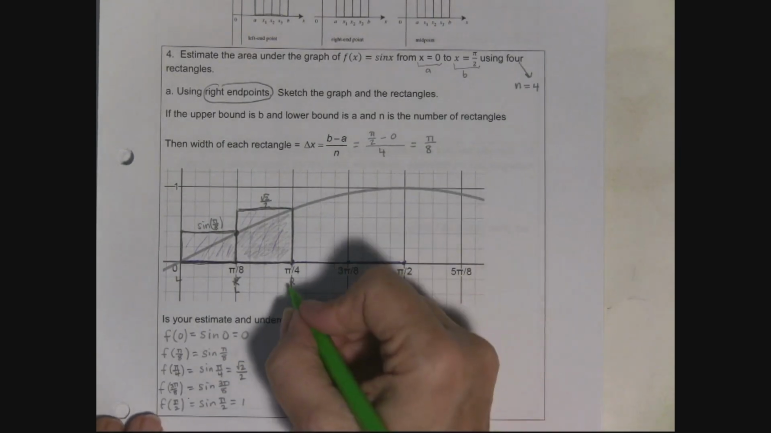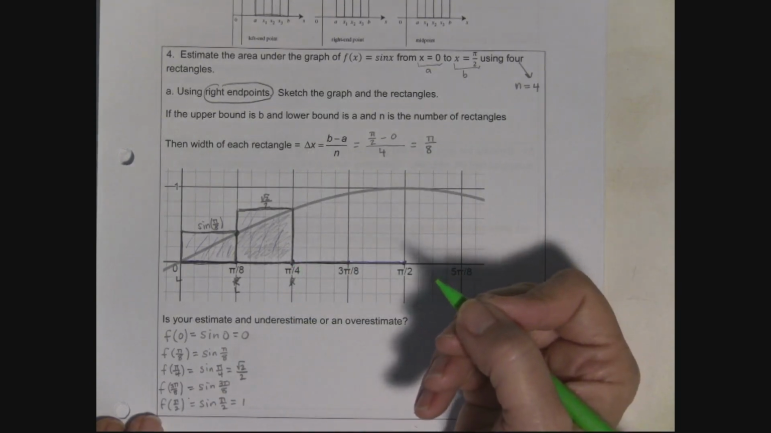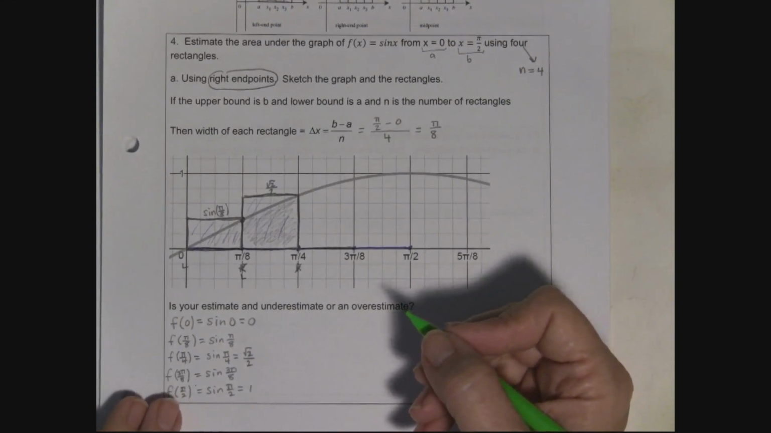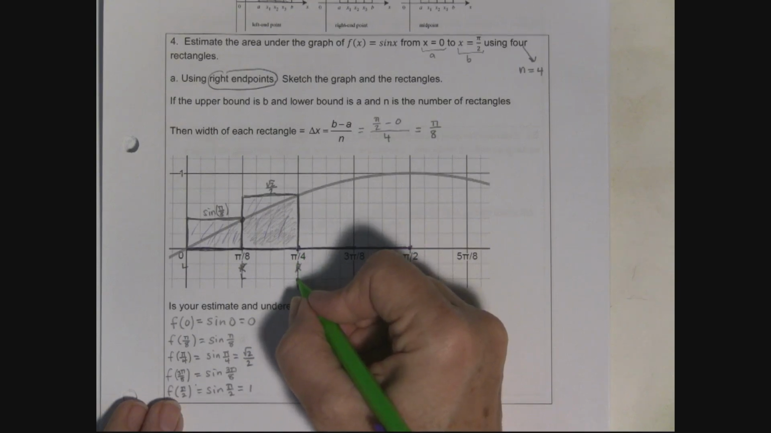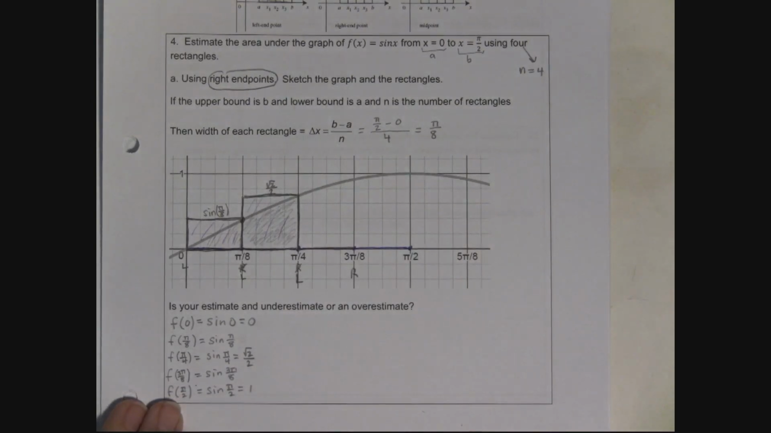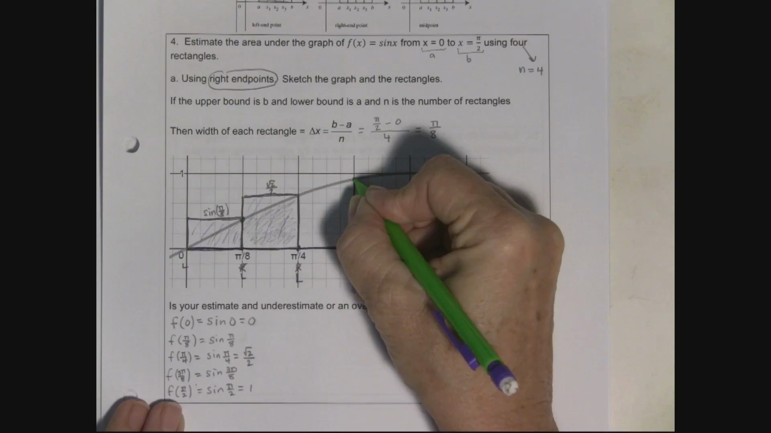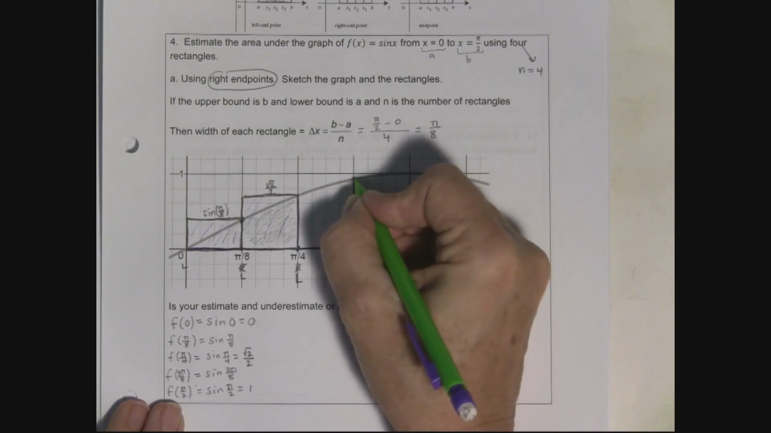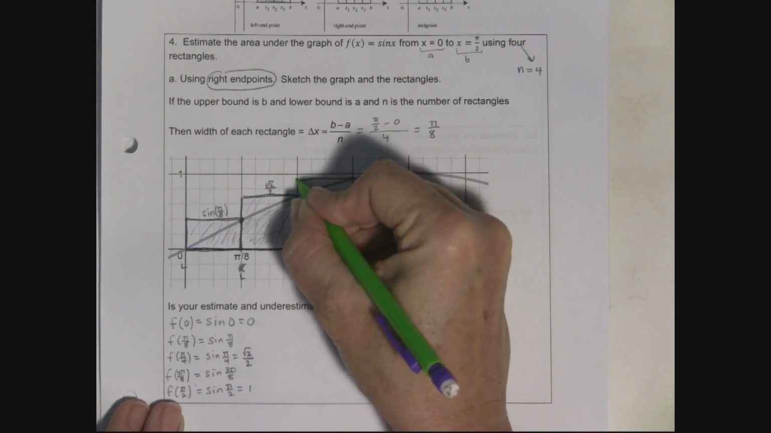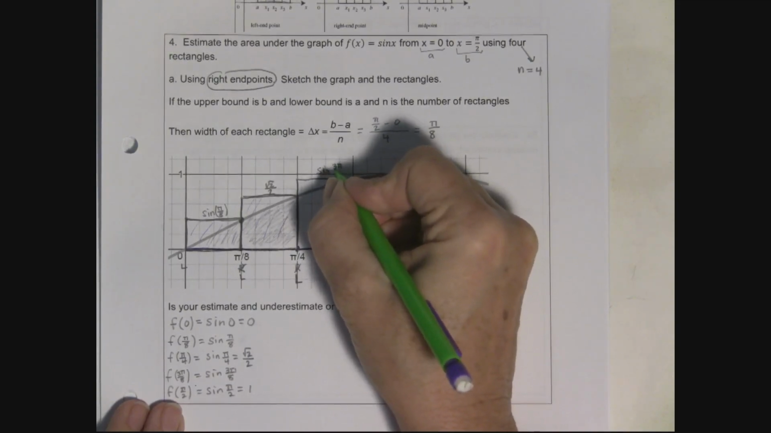And then the next rectangle goes from pi over 4 to 3 pi over 8. And the height that we want to use, so this is the left-hand side of this rectangle, and this is the right-hand side of this rectangle. So I'm supposed to use the height for 3 pi over 8, which wasn't a nice value. So I'm going to draw this rectangle in here, and I'm going to draw this height right here on the right-hand side. And I know that height is sine of 3 pi over 8.